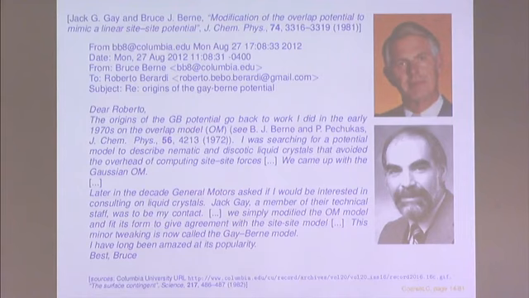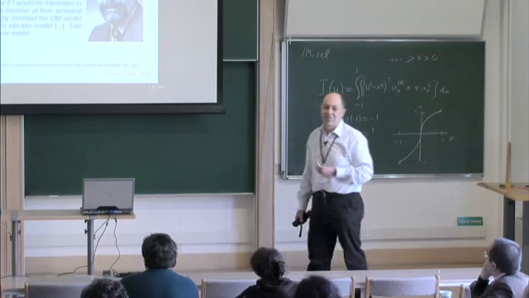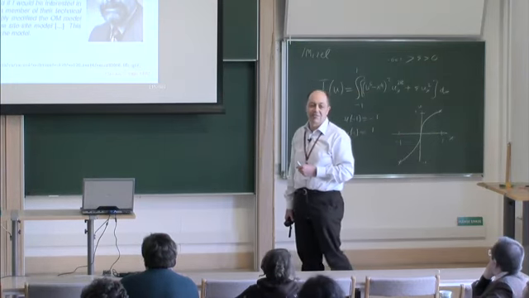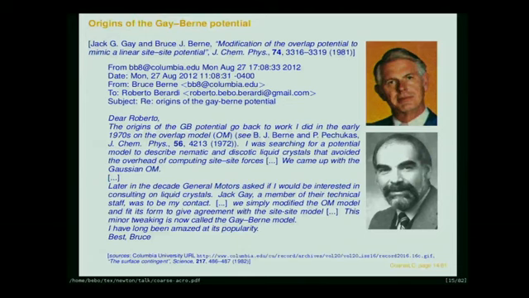tell you something behind the story of this potential, because when it was made, certainly Bruce Berne was already a very famous physicist, and for some reason he was contacted by General Motors. It seems they were interested in doing some sort of fundamental research on liquid crystals. And the liaison scientist who was to keep the contacts between General Motors and Bruce Berne was Jack Gay, who was by education a solid-state physicist.